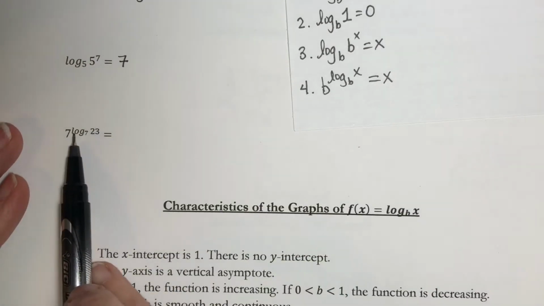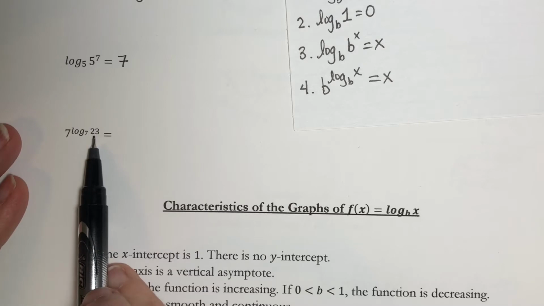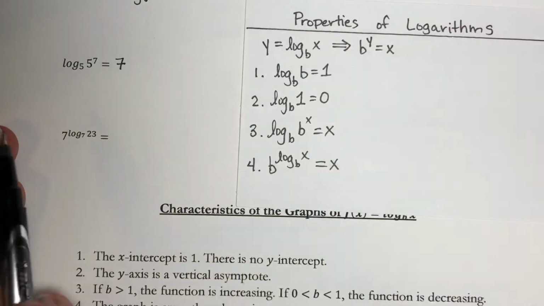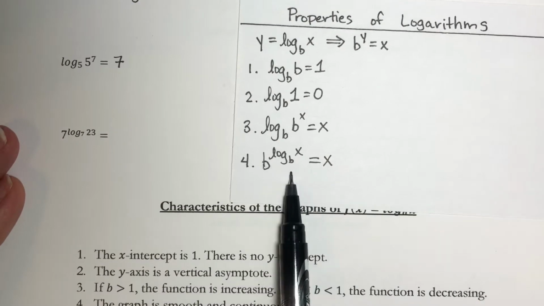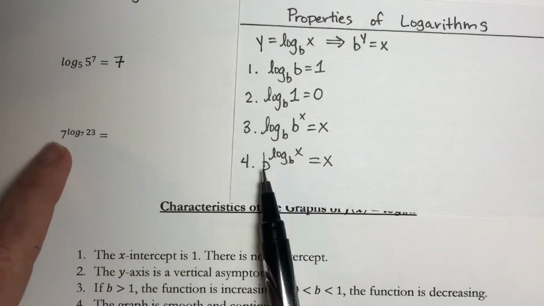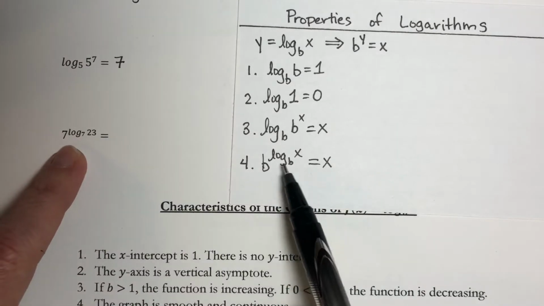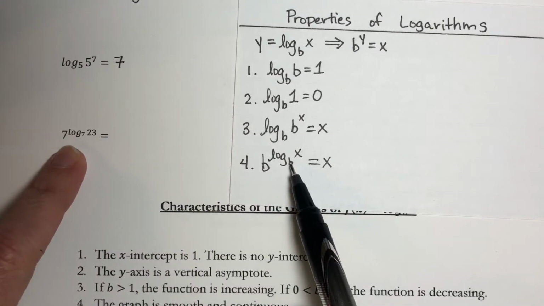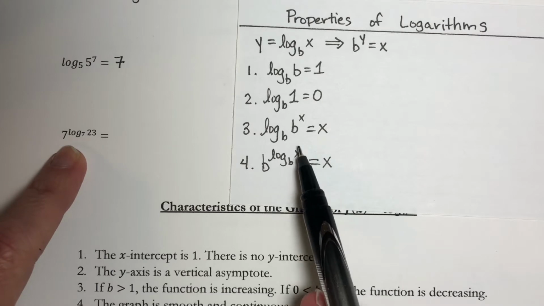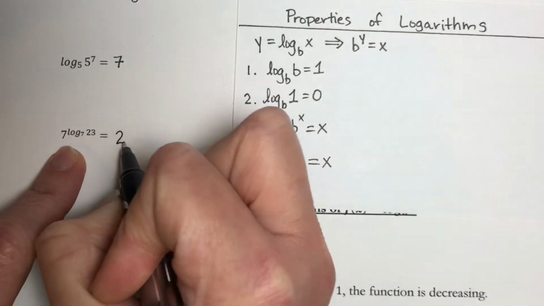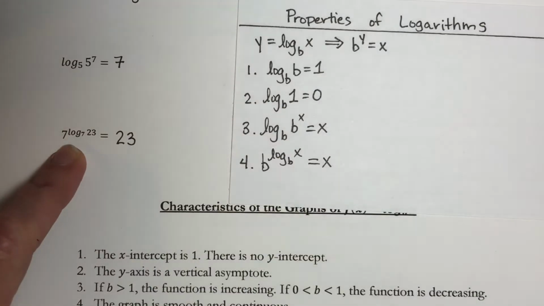7 raised to the log base 7 of 23. The only property I have here that starts off in exponential form is number 4. So let's see if we have this. This is a 7 right here, and so is this, and it is required that these two be the same. And then this says our answer is the argument of the logarithm, which is 23. So this answer is simply 23.